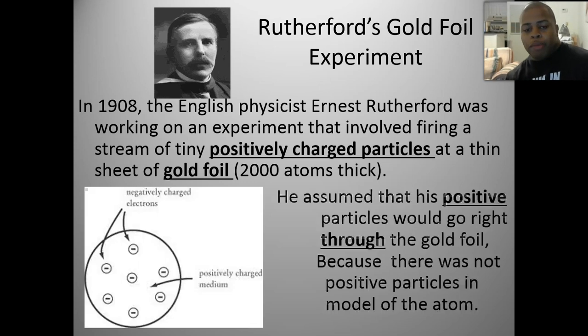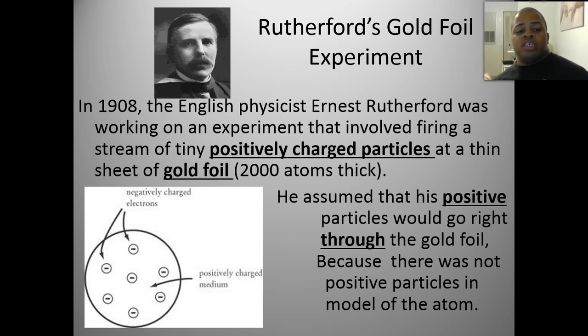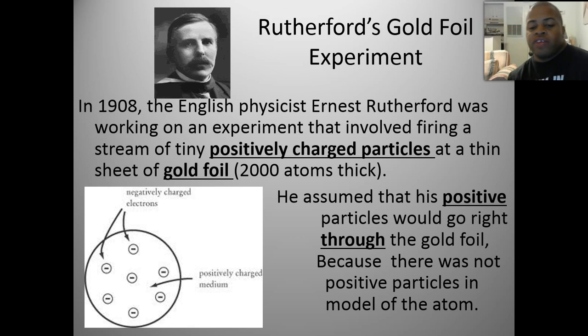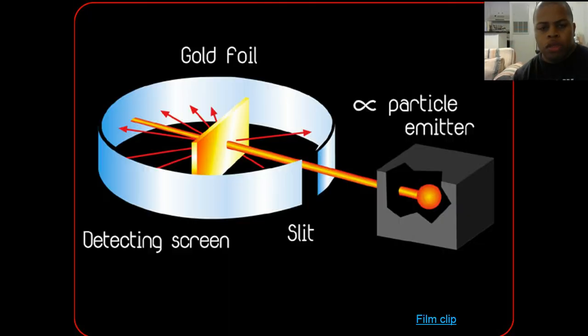What did he expect to happen? Well, he assumed that since there's this positive jelly, I guess you would say, and the electrons are sort of floating around, that the positive particles would go directly through and he'd have no problem. This is an idea of what he's looking at for the whole entire experiment.